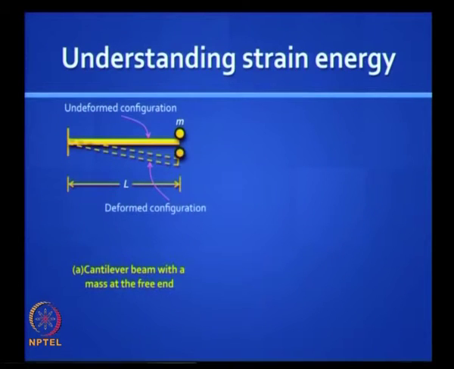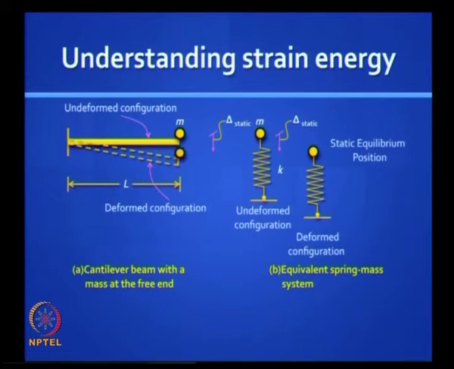Now you recall I had asked you this question earlier, if you have a cantilever beam for example, and if you have a mass at the free end, you can replace the beam with a spring, both have elastic behavior, and let us say the static deflection is delta static. In the undeformed configuration you have potential energy in the mass but no elastic energy in the spring, and both are forms of potential energy.